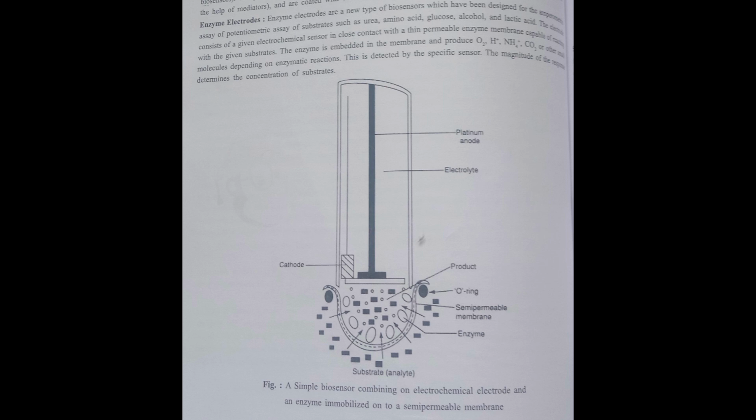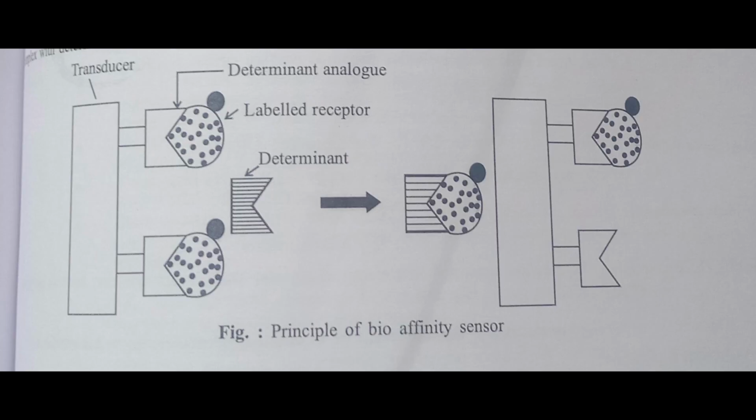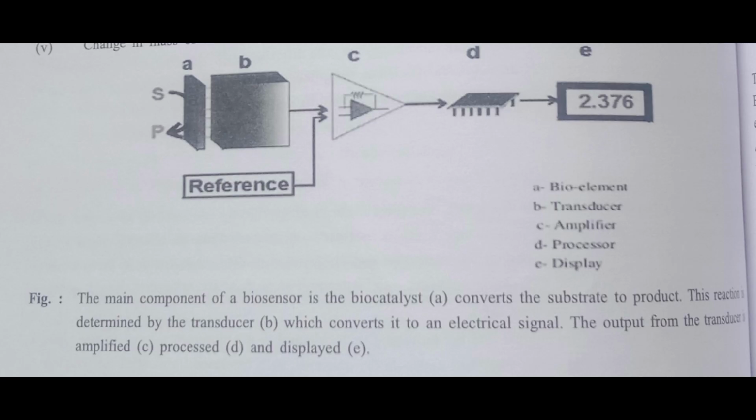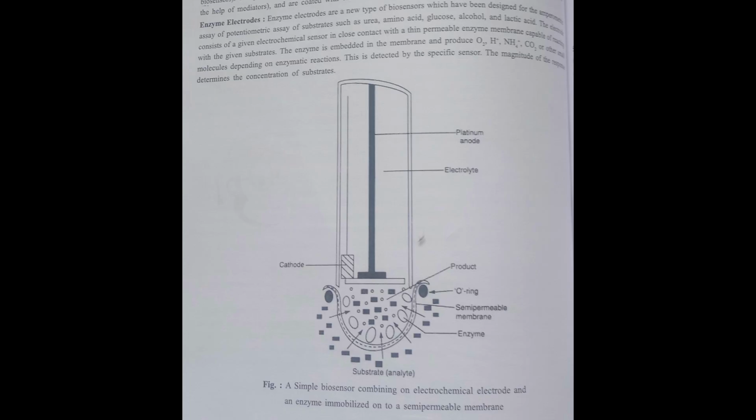6. Bioaffinity sensors. The bioaffinity sensors were developed recently. They measure the concentration of the determinant, that is the substance, based on equilibrium binding. This shows a high degree of sensitivity. These are of diverse nature because of the use of radio label, enzyme label or fluorescent label substances. The principle of bioaffinity sensors is given.